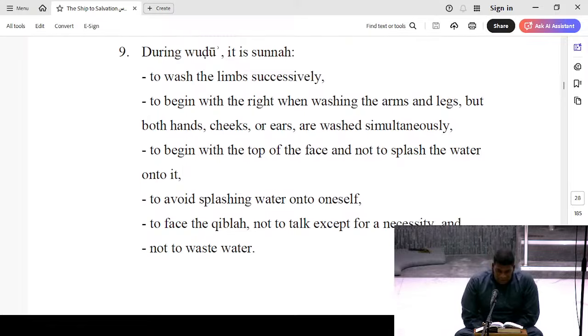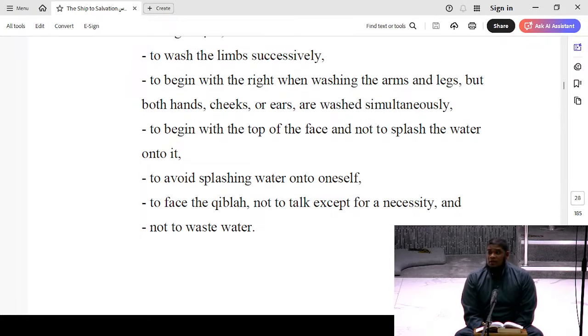And after that, we face the Qibla, and we read the masnoon dua the Prophet ﷺ told us. But before that we say, Ashhadu an la ilaha illallah wa ashhadu anna Muhammadan abduhu wa rasuluh. Allahumma ja'alni min at-tawwabina wa ja'alni min al-mutatahhirin.